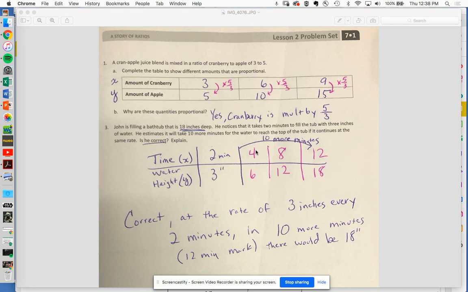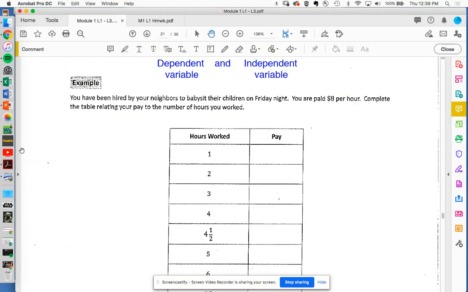But also watch this trick. If I had 4 minutes and 8 minutes, how many total minutes would that be? 12. Then it says, well, this would be 6 inches of water. That's 12 inches of water. Those add up to 18. See how that works also? So there'll be a couple different ways you can find this out. And it is correct in his assumption. After 10 minutes, he would have 18 inches of water there. That make sense? Okay. All right, so now let's flip in the book to lesson 3.